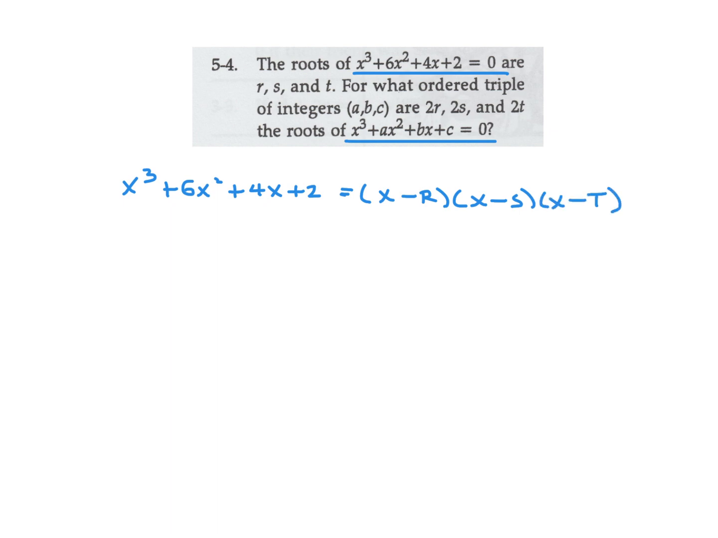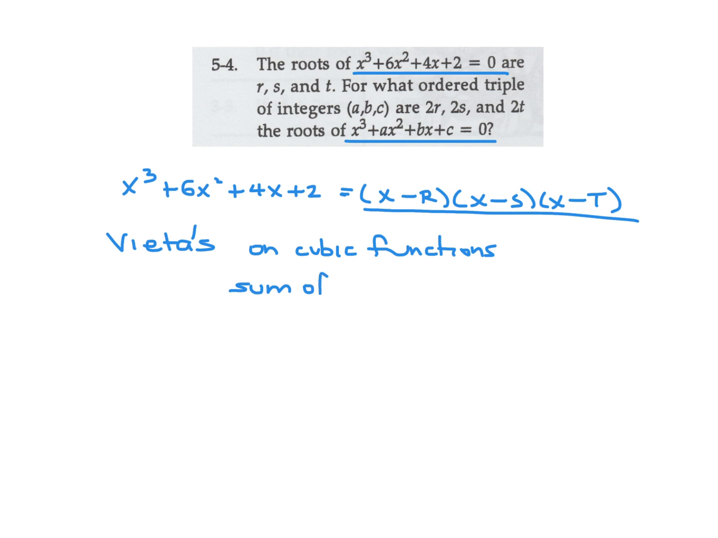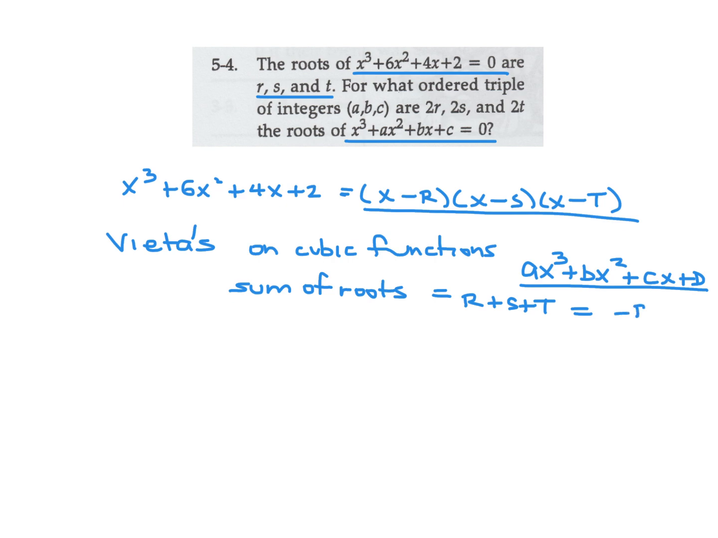Now we can expand this, but I'd rather use Vieta's. It's a little bit cleaner, a little bit faster. Vieta's formula on cubic functions. And if you don't remember it, then you can just expand. But I remember it. And that states that if the roots are R, S, and T, the sum of the roots of a polynomial of the form ax to the power of 3 plus bx squared plus cx plus d, the sum of the roots would be r plus s plus t, of course, but from this you can calculate it as minus b over a.